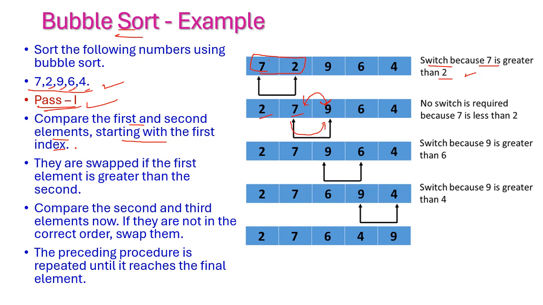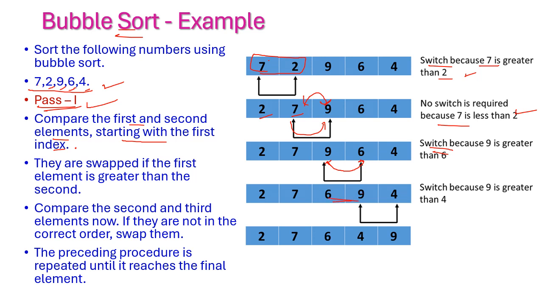Okay, no need to swap because 7 is less than 9. Okay, so no need to swap. Now 9 is compared with 6. Okay, 9 is greater than 6, then we have to swap these two, 6 and 9, right?